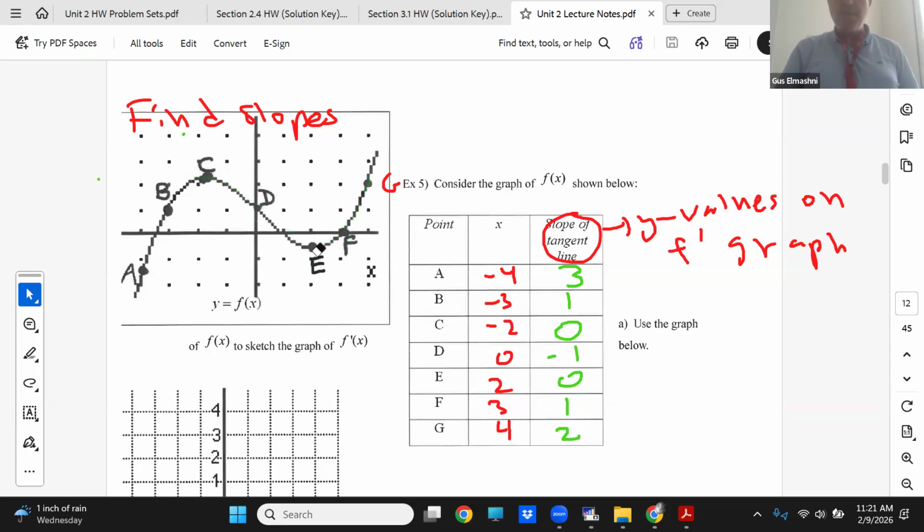So what I'm doing is I'm just trying to estimate the slopes of the tangent lines at various points on the original graph. Now, once I have that, I can graph my derivative. Now, anyone want to take a stab at what this derivative might look like? What do you think this is going to look like?